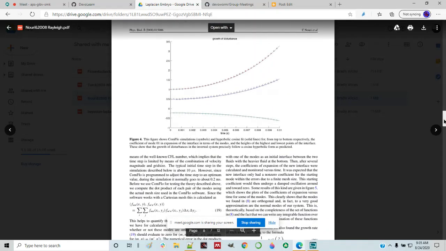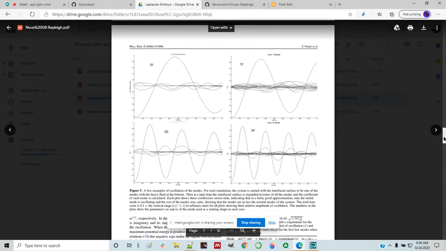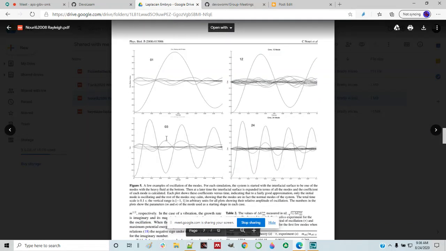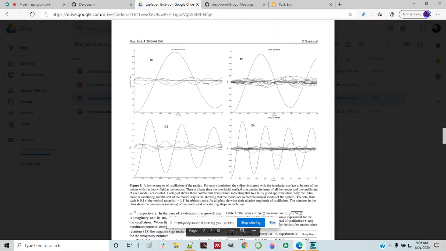And then, let's see what else is useful here for a quick overview. So this is an example of the oscillation of modes. And so for each simulation, the system is started with the interfacial surface to be one of the modes with the heavy fluid at the bottom. And then at a later time, the interfacial surface is expanded in terms of all the modes, and the coefficient of each mode is calculated.